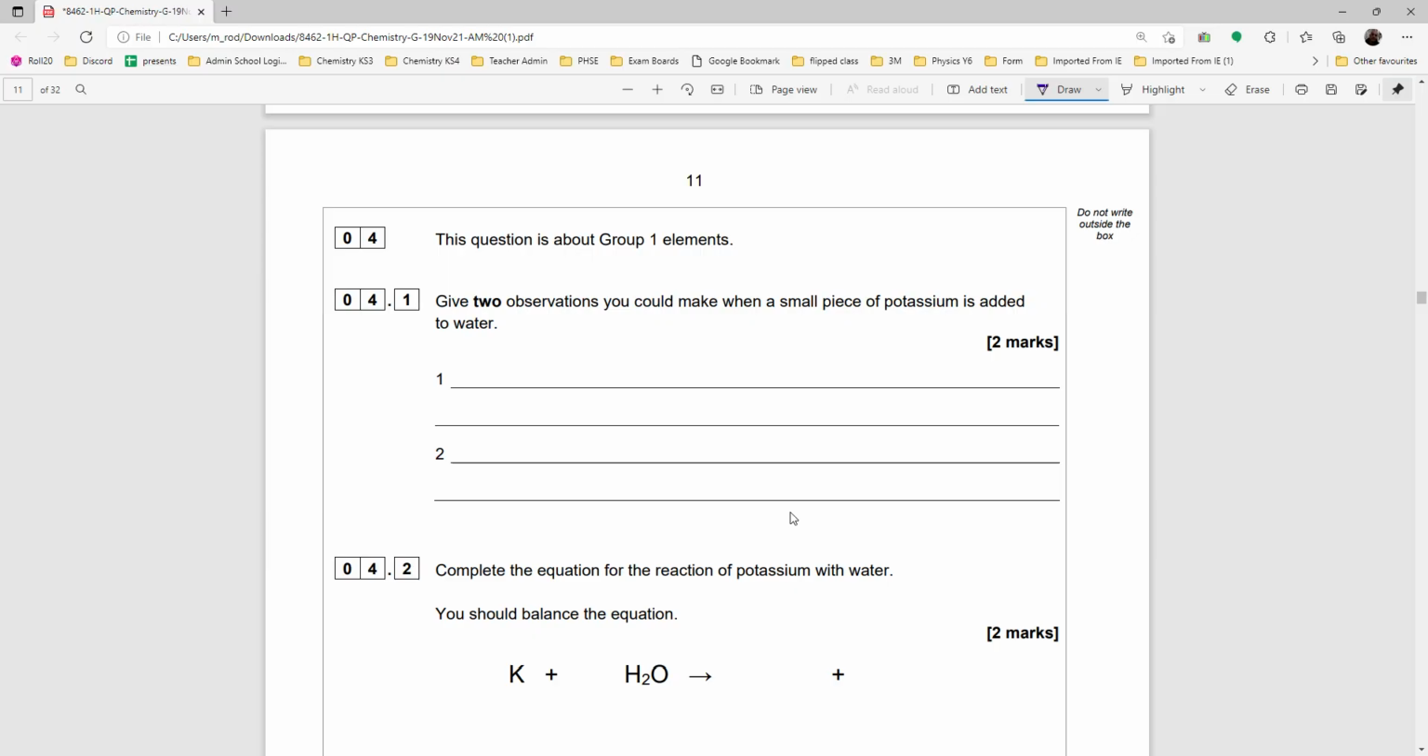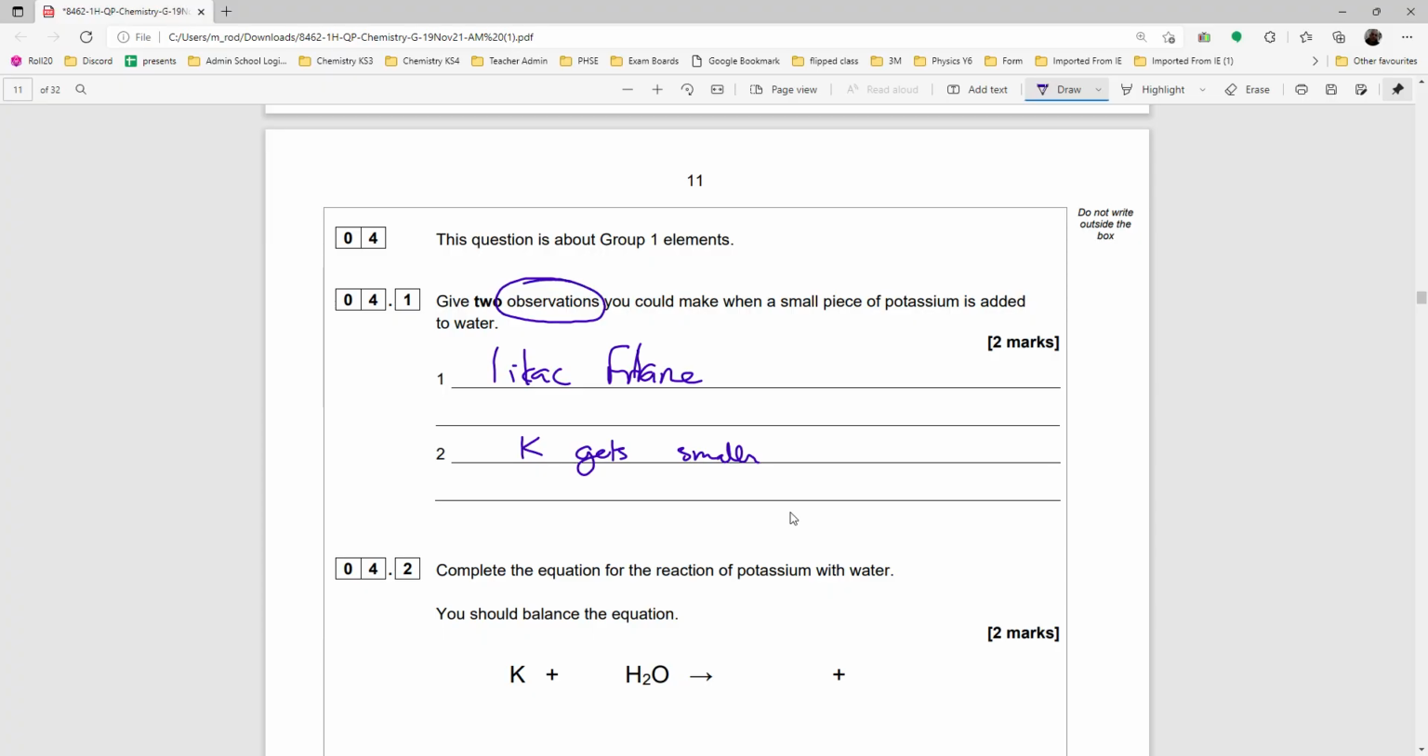This is a question about group 1 elements. Give 2 observations you can make when a small piece of potassium is added to water. Well, we all know that it makes a lilac flame. So, that is your first one. You could also say that the potassium will get smaller. You also know that it forms bubbles because you see the bubbles coming off. It will skirt around the top of the water because it has low density, so it will float. Basically, when it says observation, it is what you see, and that's it.